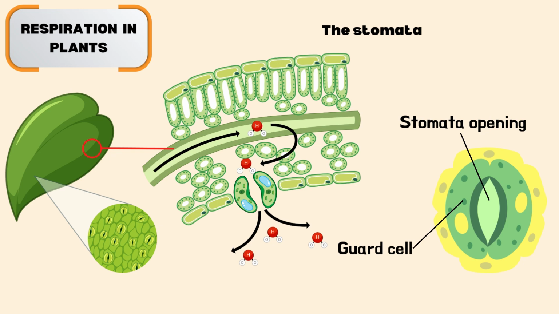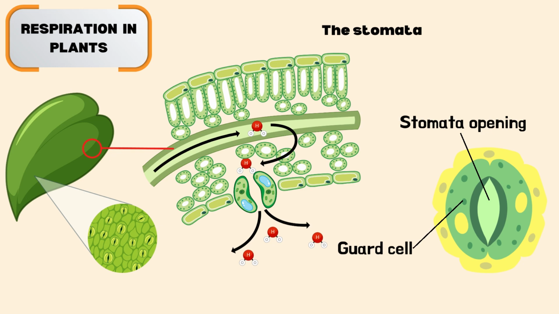Now let's look at the respiratory system or mechanism in plants. It will interest you to know that plants do not have special respiratory organs for gaseous exchange. However, gases move in and out of plants through the stomata and the lenticels. Let's look at the stomata. The stomata are very tiny openings found in the epidermis of leaves and stems of seedlings.